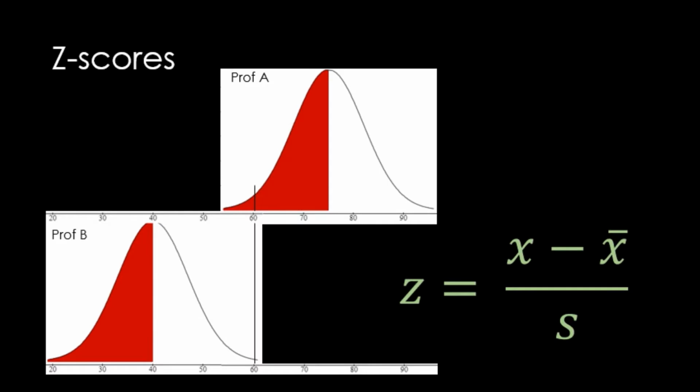When we're working with data that follows a normal distribution, one of the most important concepts to understand is the z-score. The formula for z-scores for samples is z equals x minus x bar over s. And why do we need z-scores?